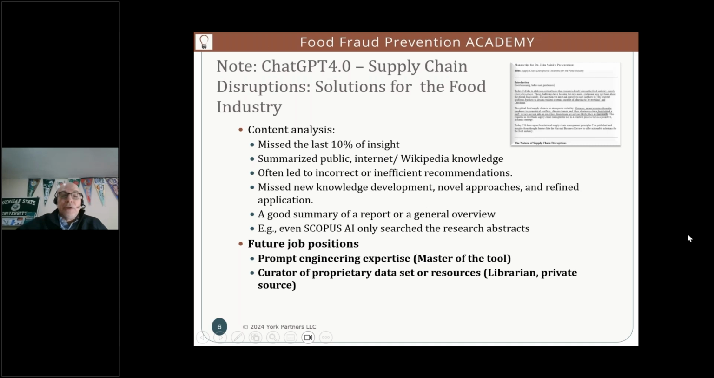Curator of proprietary data sets or resources. Basically, you as the librarian of a private source. An example would be, for me, I have a lot of writing that I've done that's not public. So if I'm writing a chapter, like the presentation I wrote for the FSPCA conference, that's proprietary information. I'm the librarian. I own that information. I have it under my control.